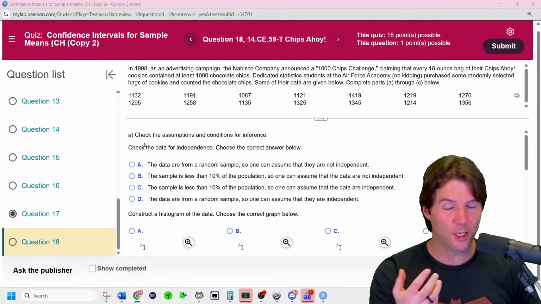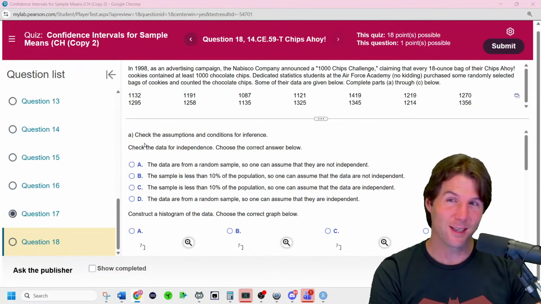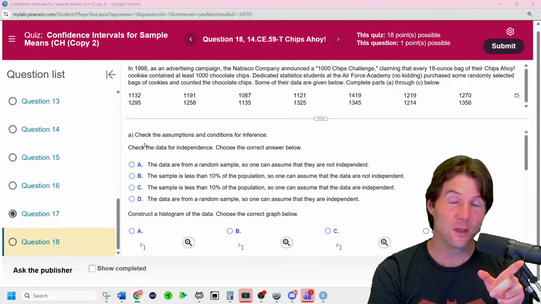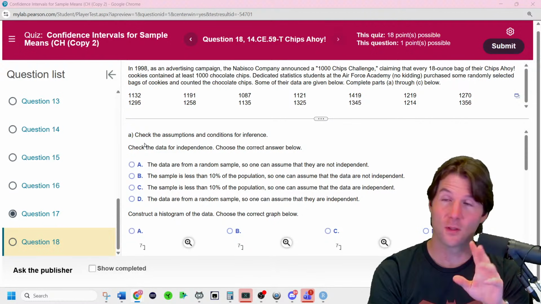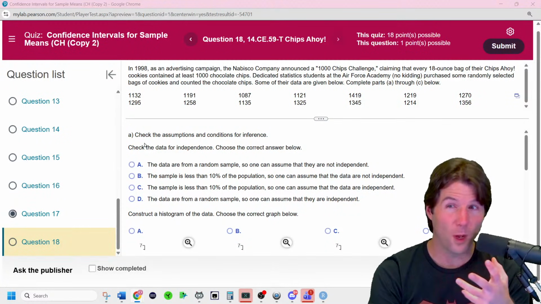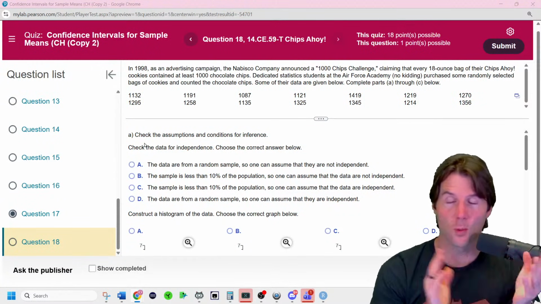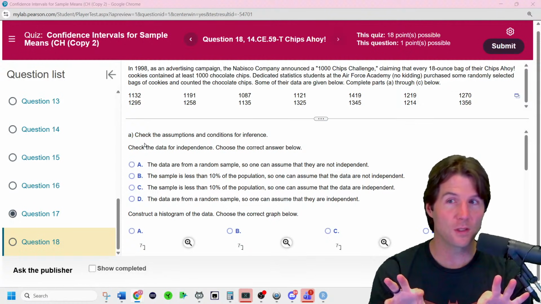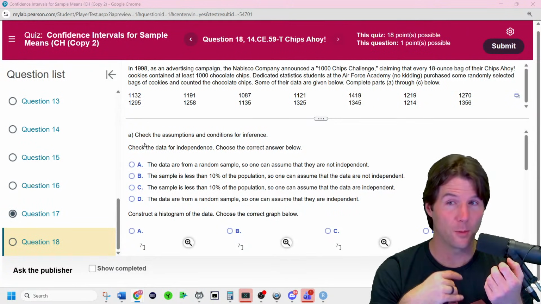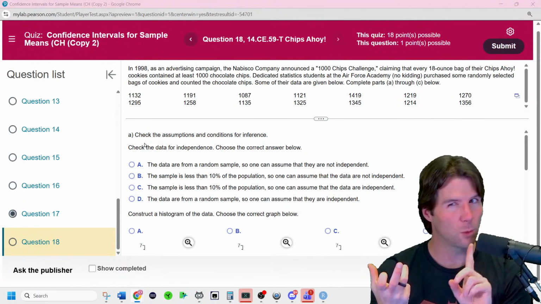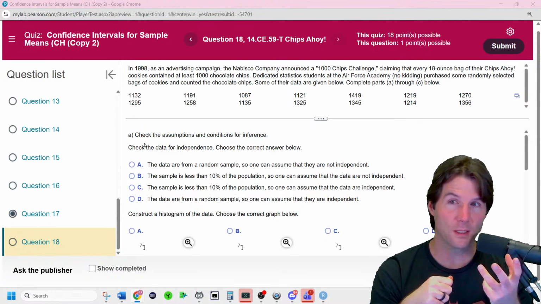So with that, check the assumptions. We need to randomly take the bags of chips. We need to take less than 10% of all bags, and we need the data to be nearly normal. That is the third condition for quantitative data. Always remember the first two are random, 10%, then you pause and you think towards what the third one is. Are we dealing with categorical, success-failure, which we're not, or are we dealing with quantitative, nearly normal?